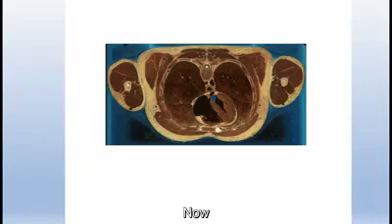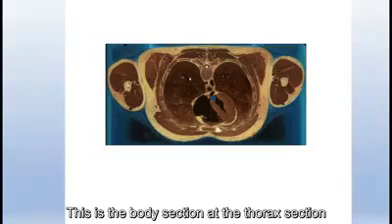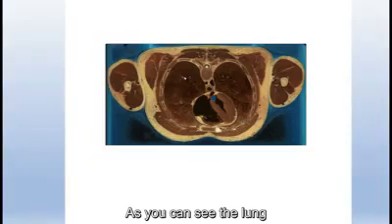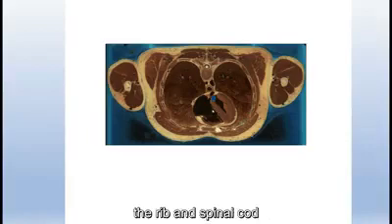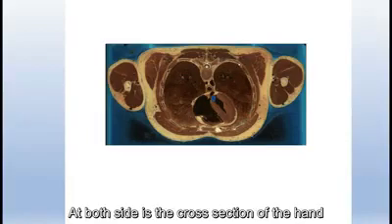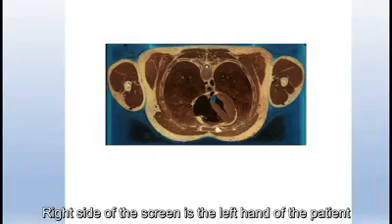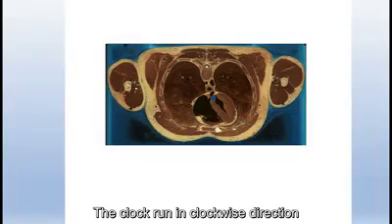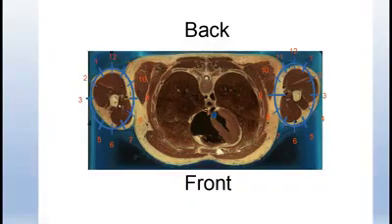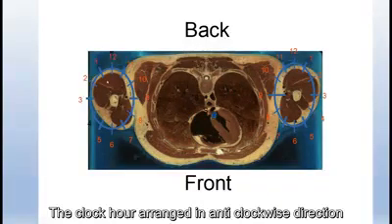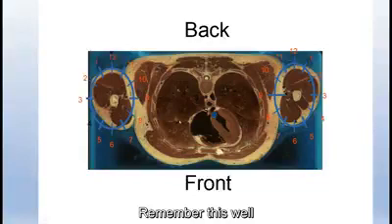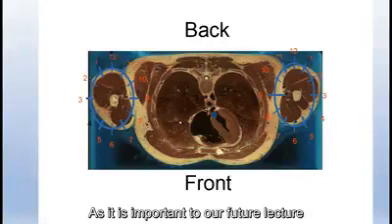Now, this is the body section at the thorax section. As you can see, the lung, the heart, the rib and spinal cord. At both sides is the cross section of the hand. Right side of the screen is the left hand of the patient. The clock runs in clockwise direction. Left side of the screen, the clock hours are arranged in anti-clockwise direction. Remember this well, as it is important to our future lecture.